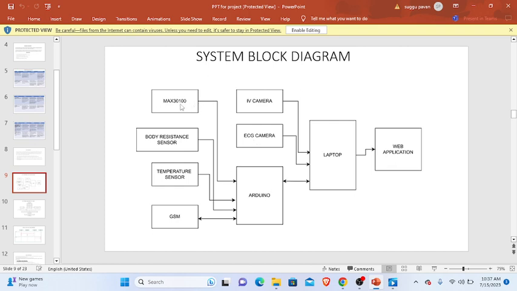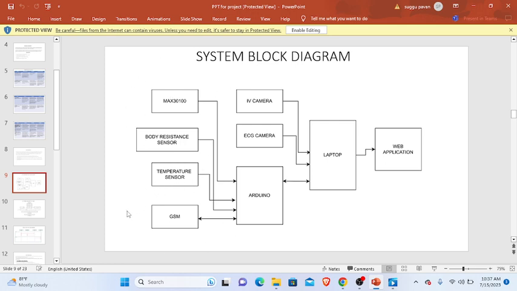And MAX30100 is the blood oxygen level sensor, which measures the blood oxygen level. And the body resistance sensor is the skin resistance sensor, which detects the sweat resistance, whether high or low. And the temperature sensor measures the temperature. And these three are the sensors which we used in our project.